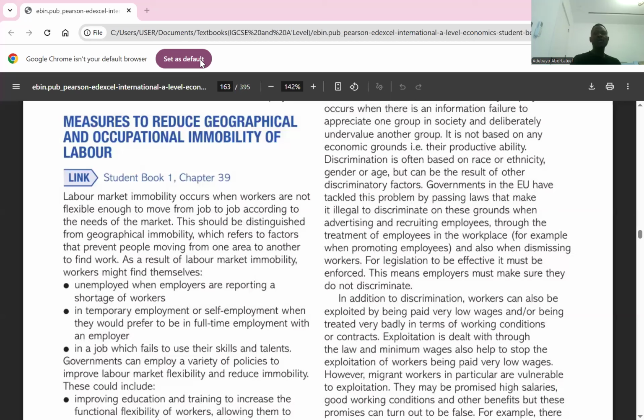We continue. We are rounding up the labor market, government intervention. So today we want to talk about measures to reduce geographical and occupational immobility of labor.